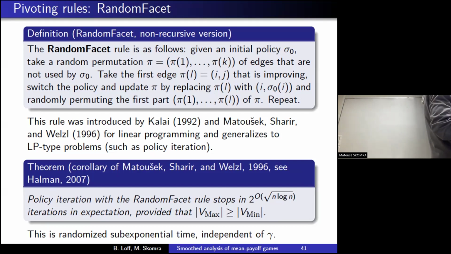So the interesting thing is that this is independent of the discount factor, right? The number of iterations here in expectation is bounded by this quantity that is just square root of n again. But that's one thing. And the other thing that I wanted to say is that this is a very kind of singular rule, right?